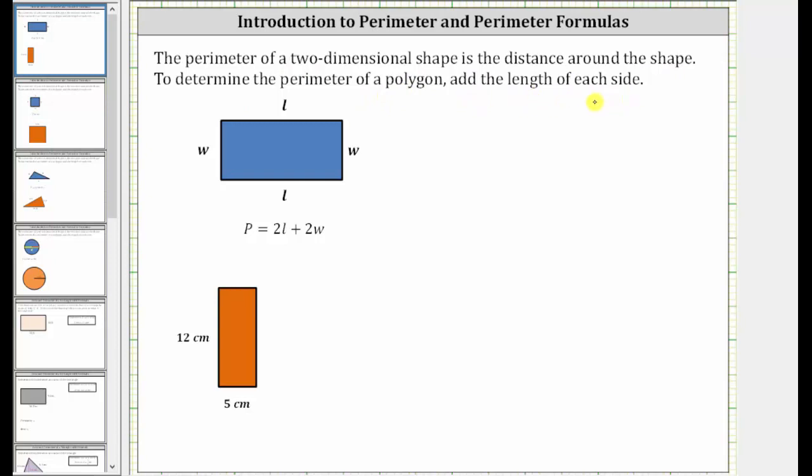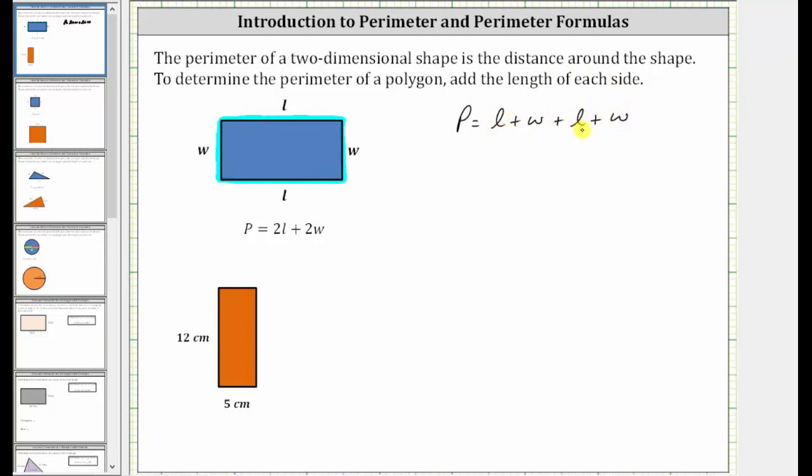Let's first consider a rectangle where we know the opposite sides have the same length. So if we label the length L, the opposite side has length L. If we label the width W, the opposite side has length W. And now if we think about walking around the rectangle to determine the perimeter, the perimeter P is equal to L plus W plus L plus W.